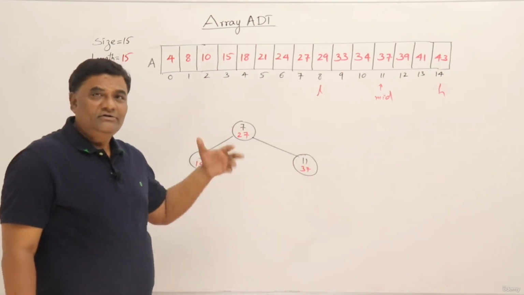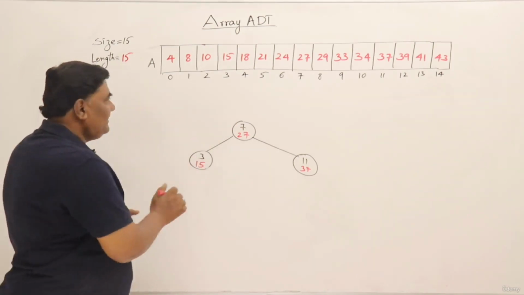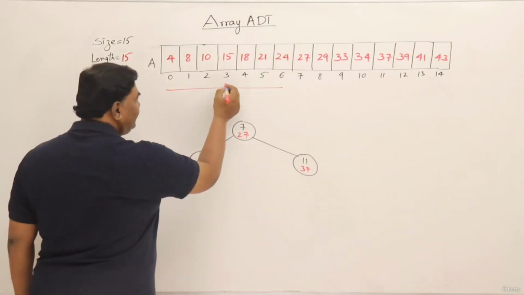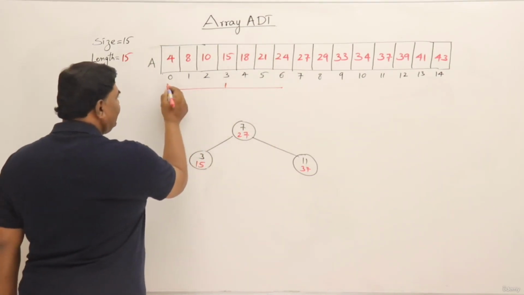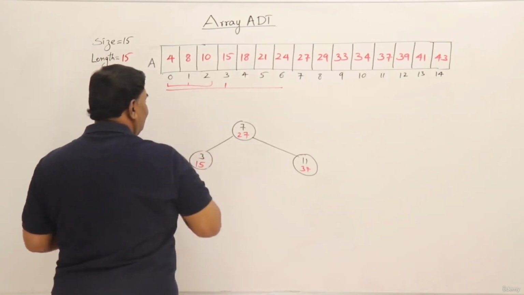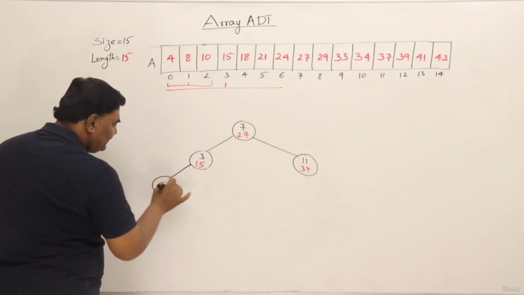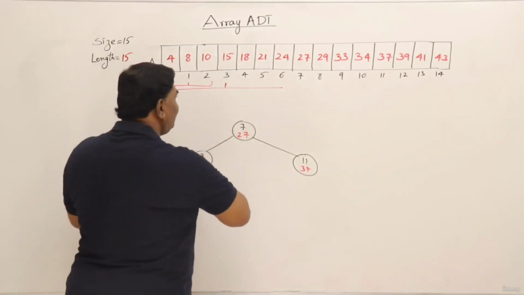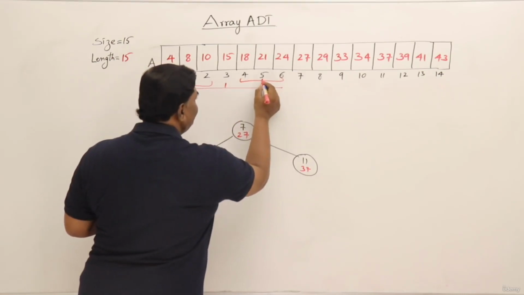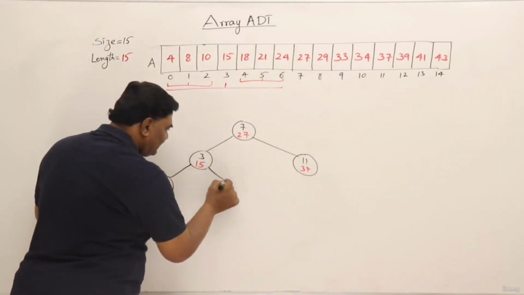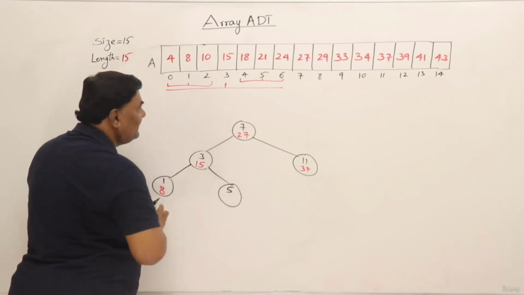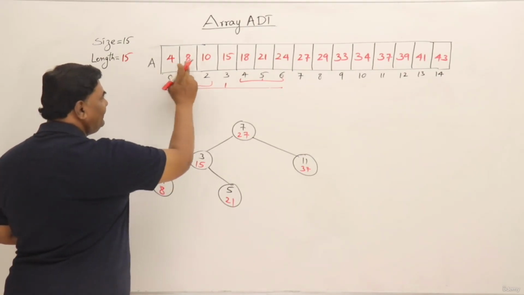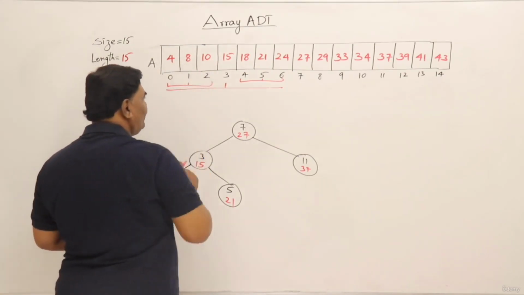What about the remaining? I will quickly write down the remaining ones. If I take the left hand side list, that is from 0 to 6, the middle element was 3. Then on the left hand side, if I take this list, the middle will be index 1 and the element 8. Then on the right hand side, this list, the middle one is index 5 and the element is 21. For this 8, the left hand side is index 0 and element 4, the right hand side is index 2, element is 10.